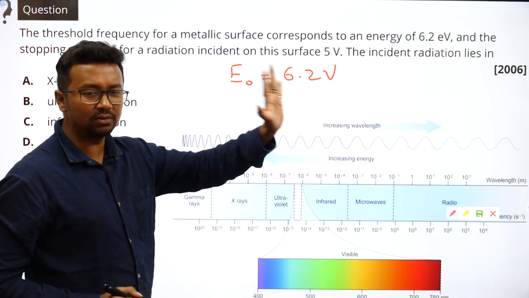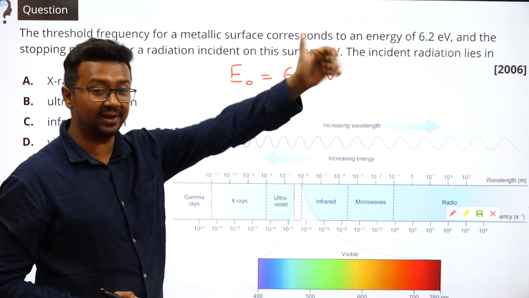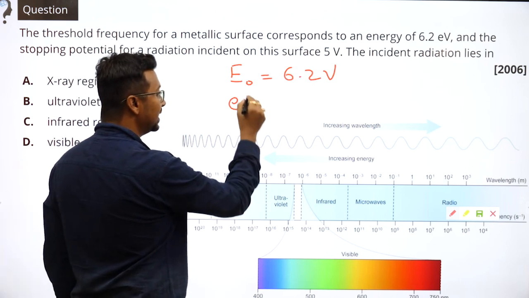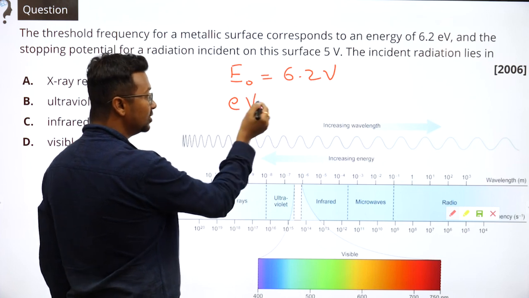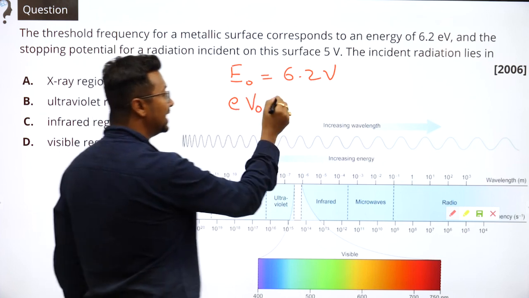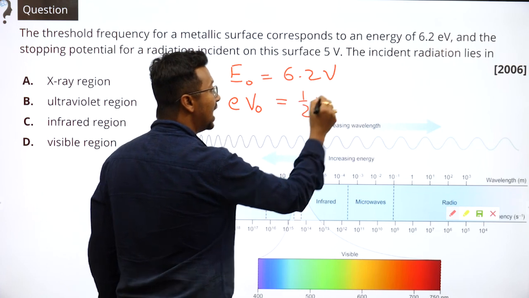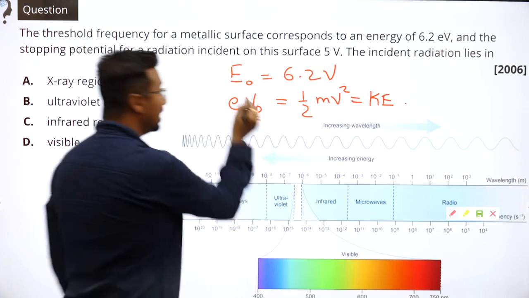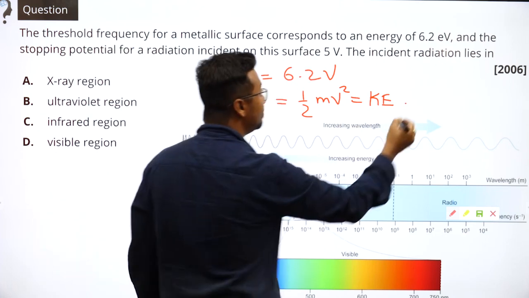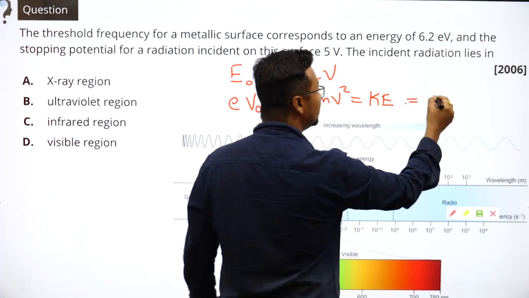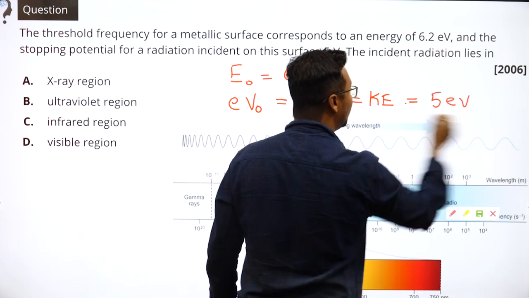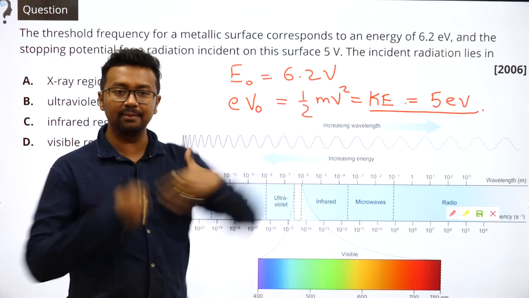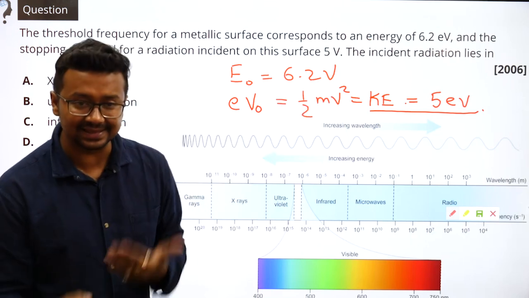But right now, let us take a leap of faith and see that the stopping potential, if it is V naught, then V naught multiplied by e is the total energy, which equals half mv square, that is, the kinetic energy, right? Now this stopping potential is given to me as 5 volts. So kinetic energy will be nothing but 5 electron volt. All right. So a little leap of faith here. I'm going to explain to you in upcoming slides, right?